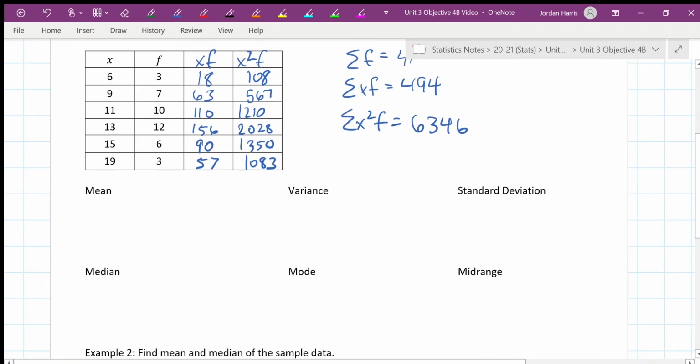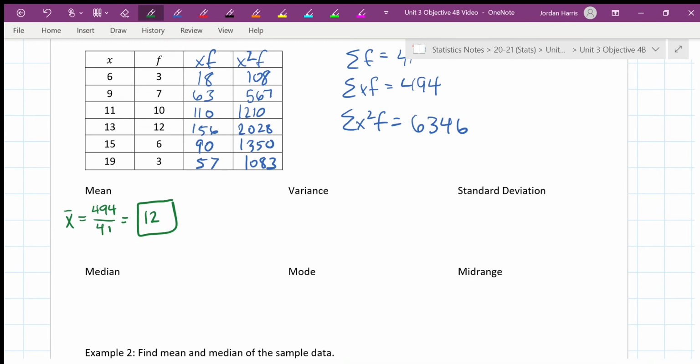Then, like I said before, using our old formulas, this is sample, so x bar. And we get 494 divided by 41, which is 12.0. You don't really need the 0.0, but that's just to remind you that we need to round to the nearest tenth. That's where 12 comes from. 12.0 is rounding to the nearest tenth.